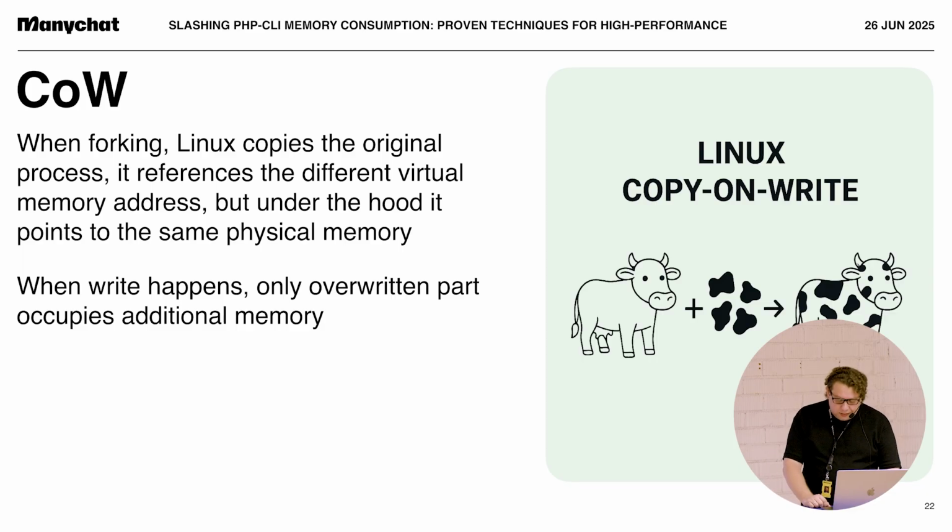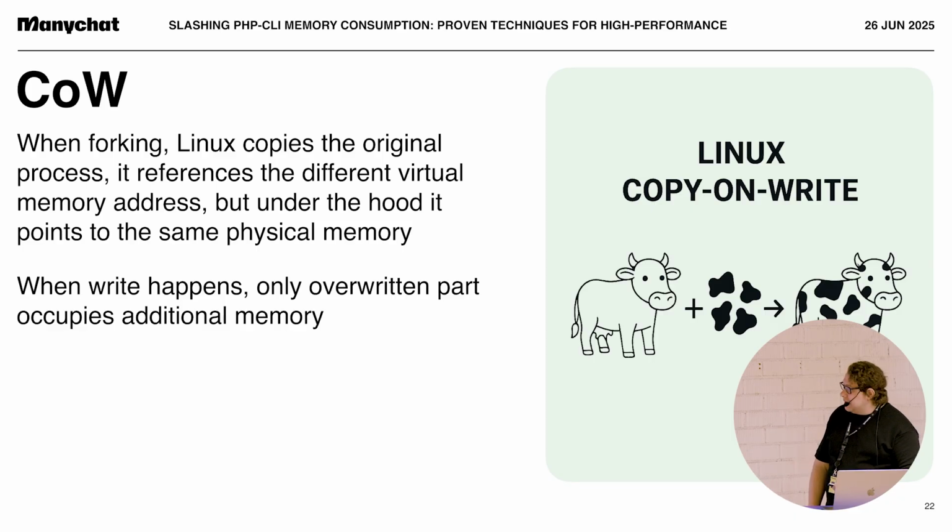And we make the PCNTL fork after the framework is initialized. So everything that happened in PHP before the fork stays copy on write unless overwritten. So all the memory that the framework uses but doesn't rewrite is shared amongst all the workers.